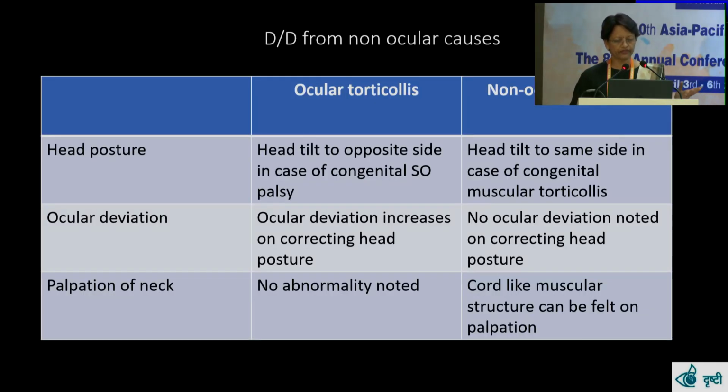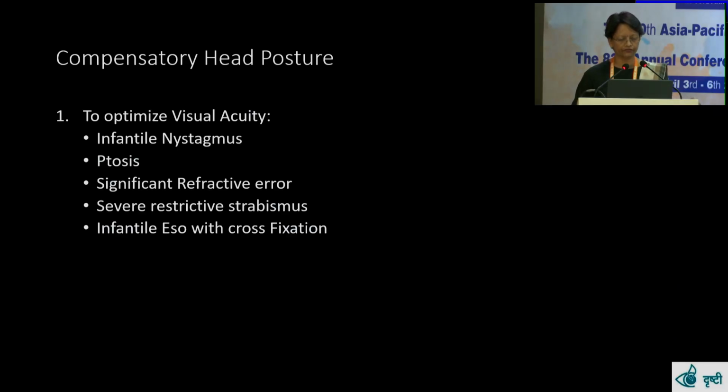How do we differentiate ocular from non-ocular torticollis? In ocular torticollis, the head tilt is to the opposite side, as in the case of congenital superior oblique palsy, whereas because of contracture of the sternocleidomastoid, the head tilt will be on the same side. The ocular deviation increases on correcting the head posture in ocular torticollis, whereas there is no effect on ocular deviation in the other. On palpating the neck, we don't notice any abnormality in ocular torticollis, whereas we see a cord-like muscular structure in contracture of the sternocleidomastoid.